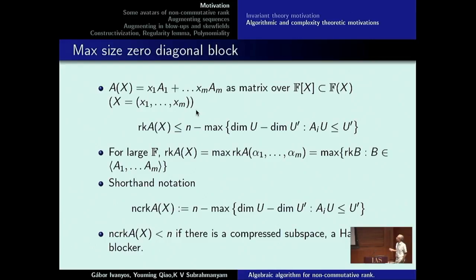It turns out that if each of these matrices A_i maps U into U prime, and the dimension of U minus the dimension of U prime, as in this slide, is strictly bigger than zero, then one immediately knows that each of these matrices shrinks the subspace U into the subspace U prime, and therefore the rank of this matrix is at most n minus this quantity.